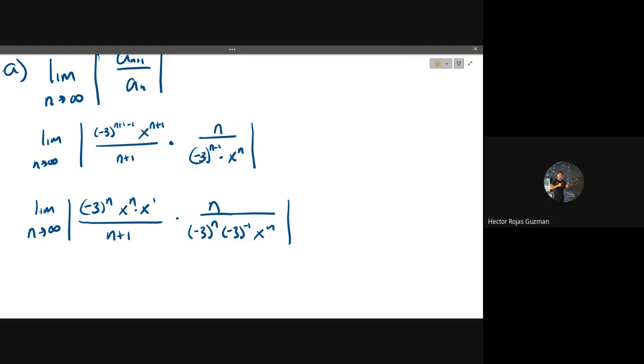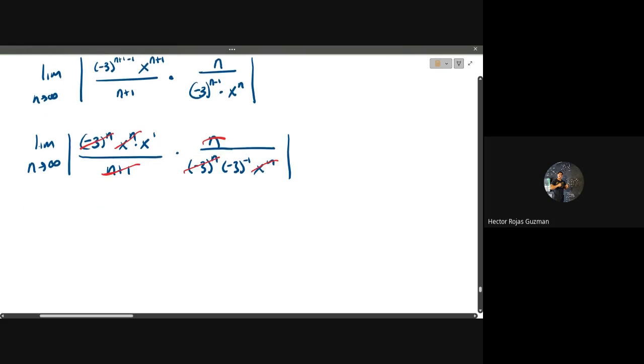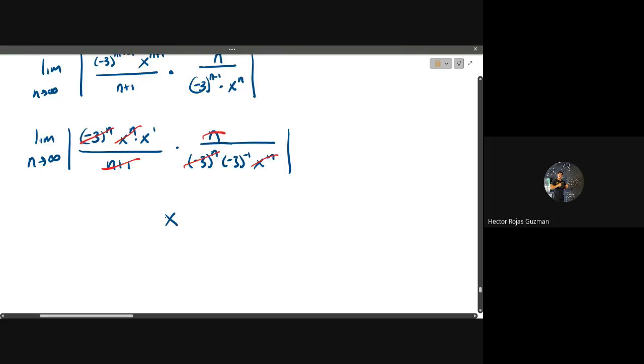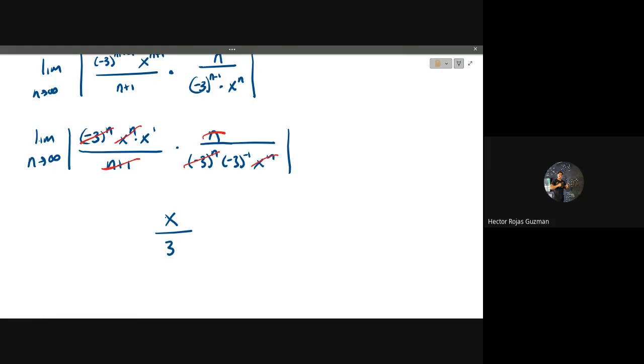What can we cancel? Technically, yeah, because we're taking the limit to infinity. So the limit of those is going to be 1. And that leaves you with x to the power of 1 divided by 3. I'm just going to make it a positive because it is the absolute value. But the power is still negative 1. And because we computed the limit, I'm going to say that it's less than 1.